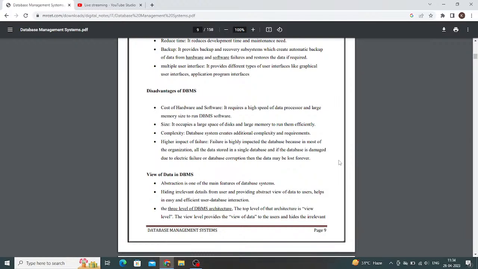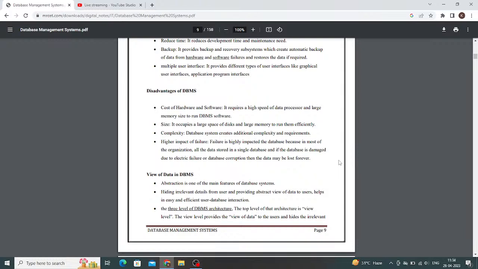Higher impact of failure: failure highly impacts the database because in most organizations all the data is stored in a single database, and if the database is damaged due to electric failure or database corruption, then the data may be lost forever.